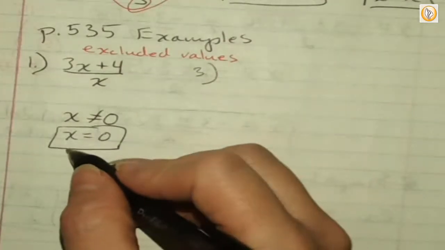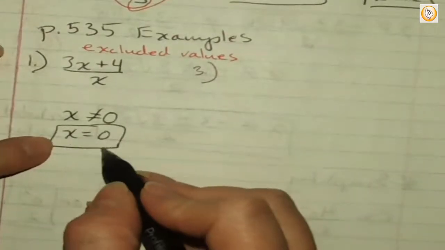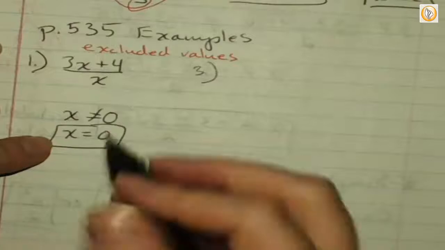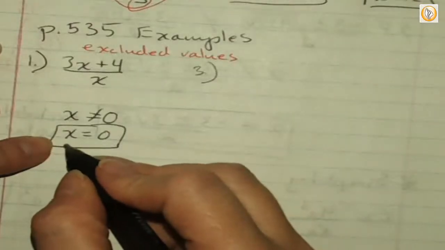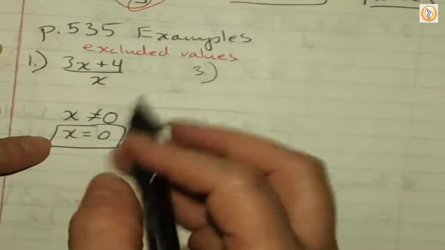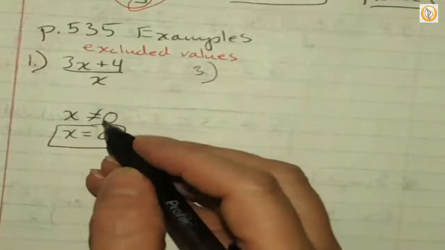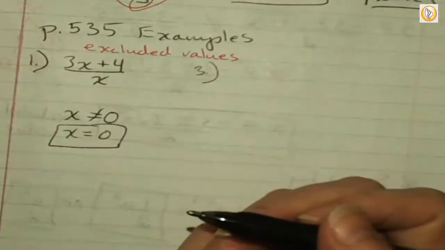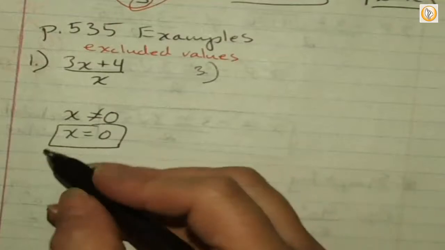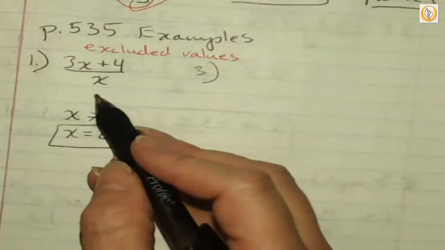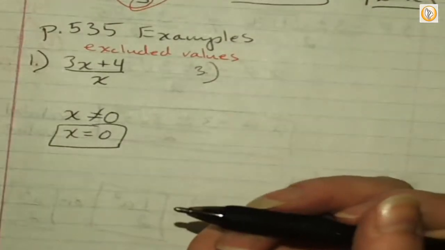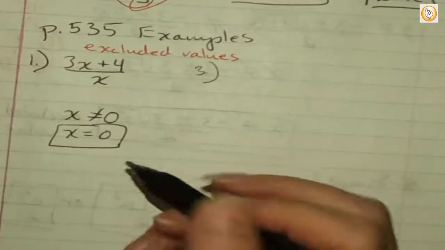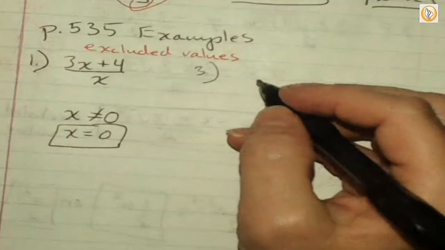So what this is saying is if x is 0, then it will not work. It's undefined. So the excluded value for this problem is when x equals 0. When x equals 0, it is undefined. I think it just changes what x means. x in this case means excluded value. Yes. So excluded value equals 0.